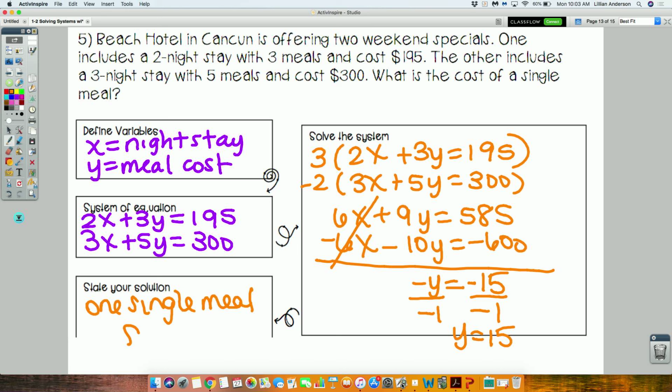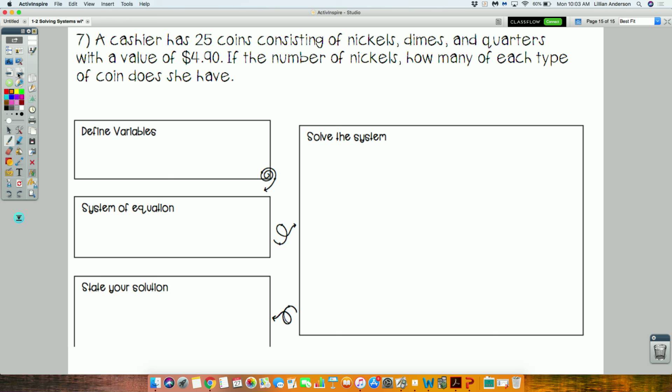I know I cut you guys a little short on that time, but I want to make sure we can get to that last one. Okay, number 7. Go look at number 7. It's not that hard, but it is going to incorporate substitution a little bit. We're going to do this one together.